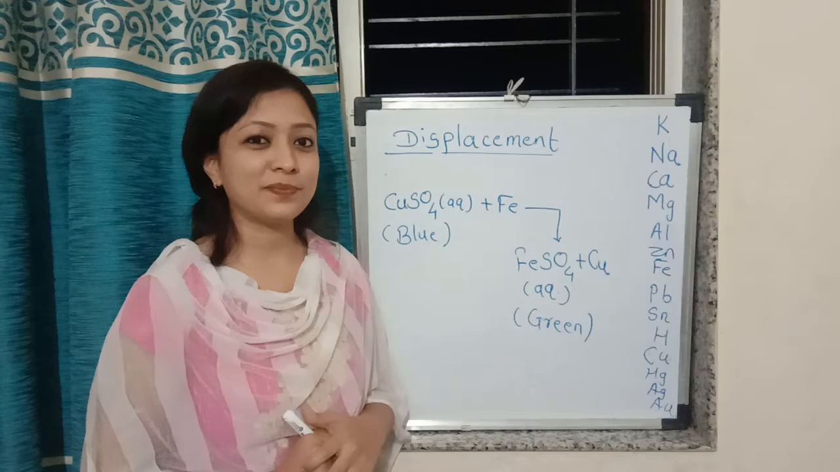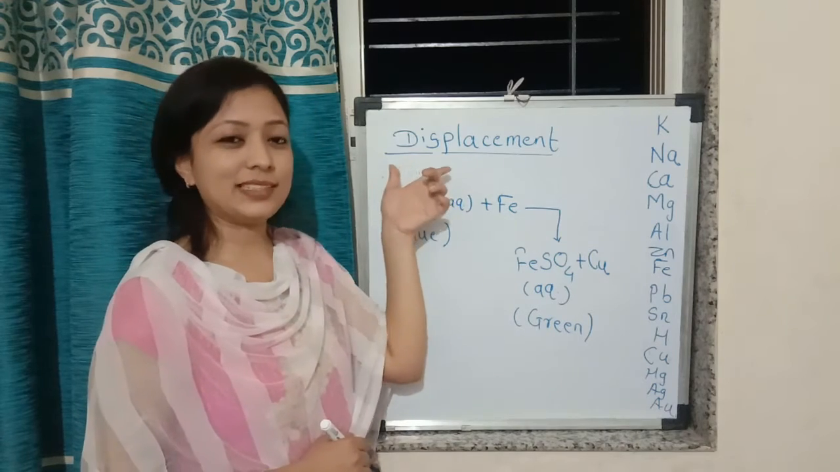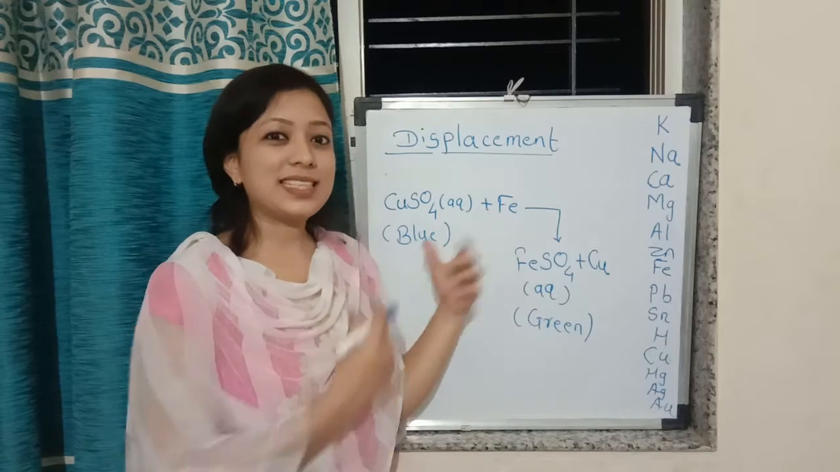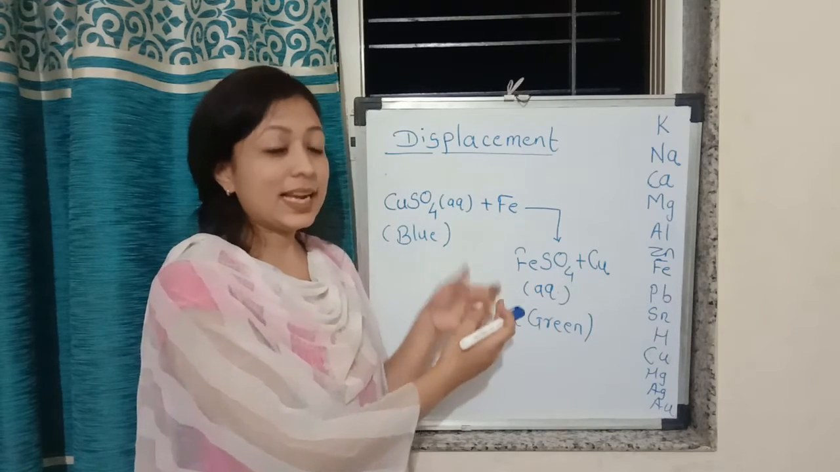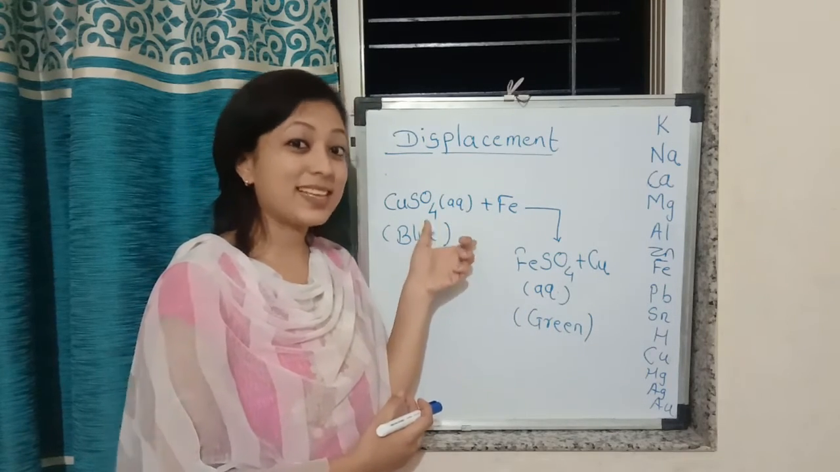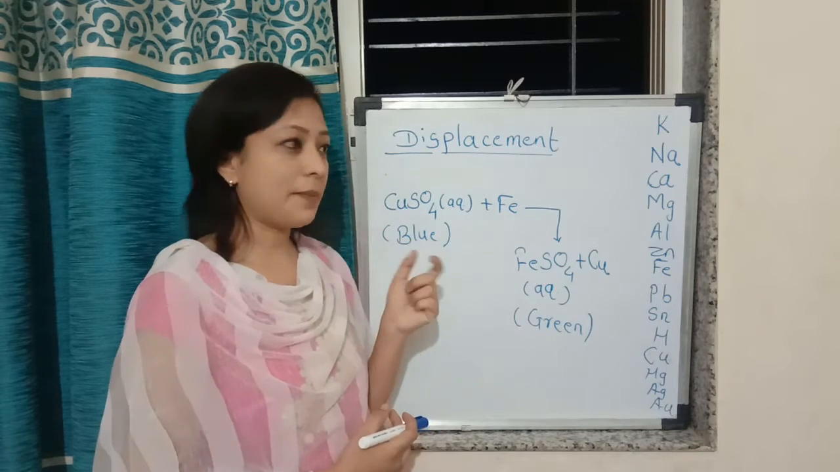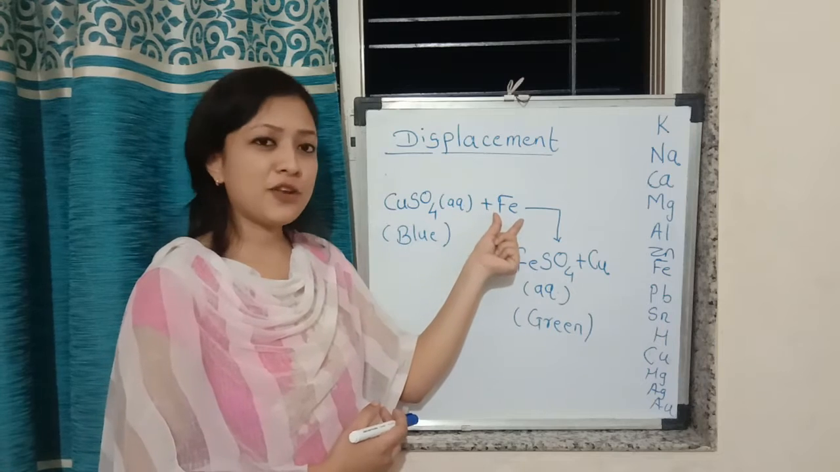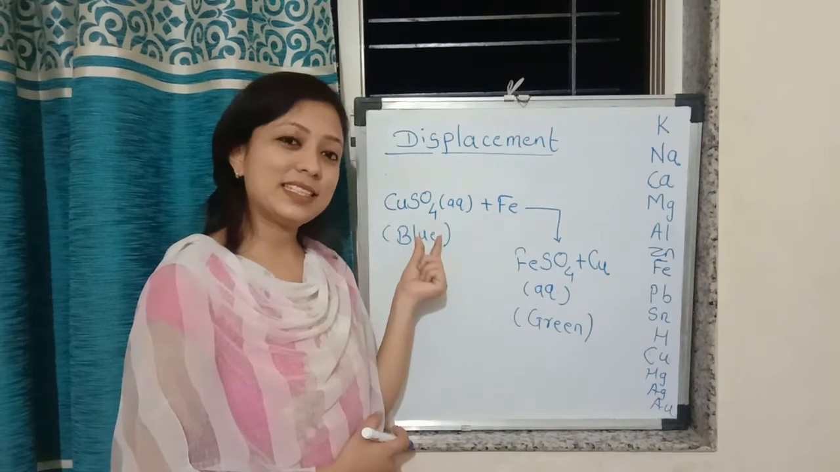Let us start with the new topic of the same chapter, that is displacement type of reaction. See, its name indicates displacement. What does it mean? That something is getting changed in this reaction, that is, the place of a particular substance is changed. Say for example, copper sulfate solution in which iron filings or an iron nail is dipped.